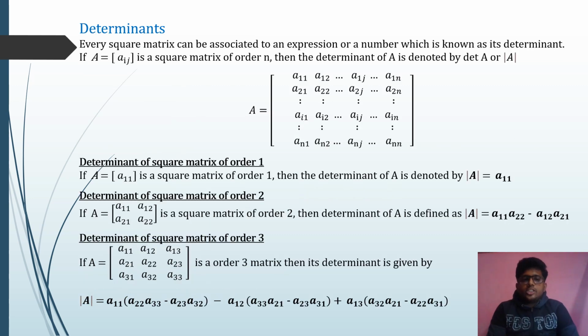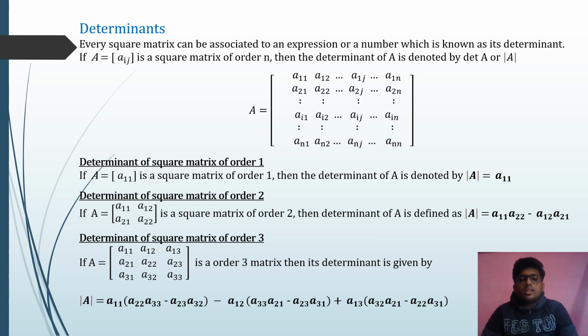Come to another interesting topic in matrix, that is determinant. A determinant is basically a numerical value that is a scalar. Here you can see an example of an order 1 matrix. Here there is only a single element, so the determinant of the matrix is the number itself.